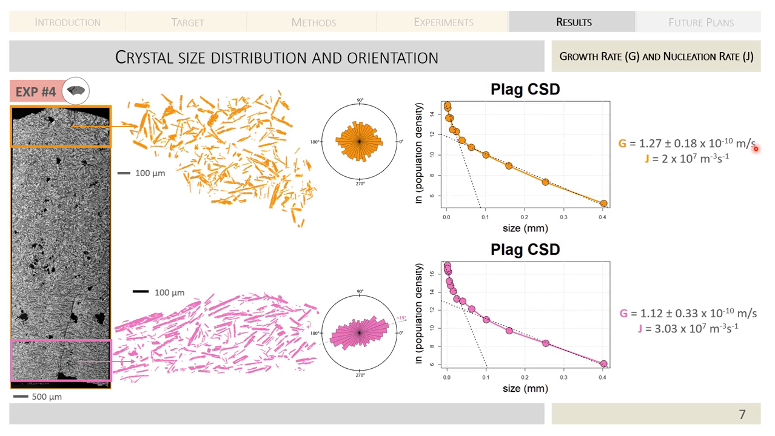As is already evident from the plot, the slope is almost the same for both the crystals near and far from the spindle, reflecting similar growth rate conditions, and the intercept is a little bit higher nearby the spindle, as we can see here. Growth rate and average nucleation rate have been calculated following the method reported by Hammer and Rutherford 2002. And as we can see, we have similar growth rate in both the analyzed areas, with a nucleation rate a little bit higher nearby the spindle.